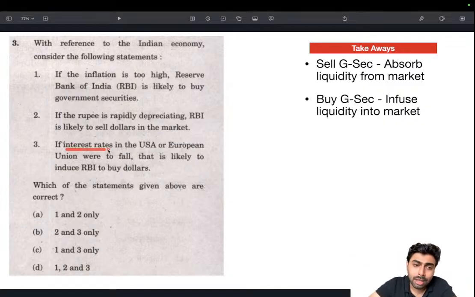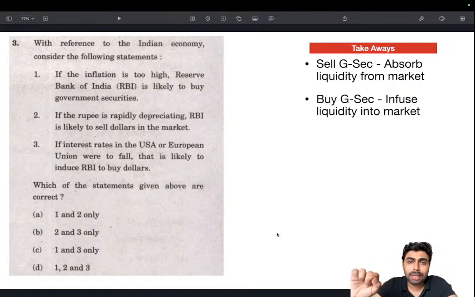If interest rates in USA were to fall, meaning that dollar is getting cheaper, RBI will buy dollars, obviously, because it has a later use, and this is a very solid currency to have in our forex reserve. So this is also true. So that's how we arrive at the answer. You don't need to know about that in this particular question, but you need to know the concept: why RBI is selling dollars and why RBI would buy dollars, in case of rupee appreciation as well as depreciation. Make that point very clear.